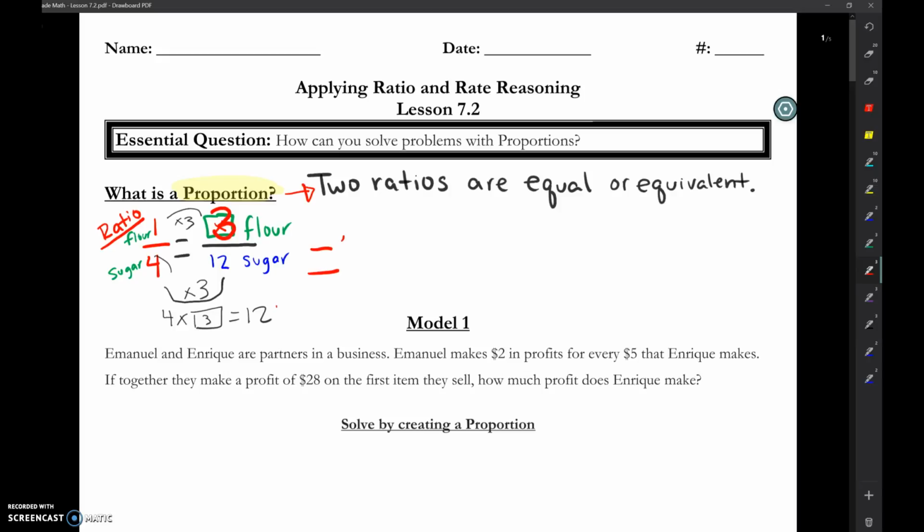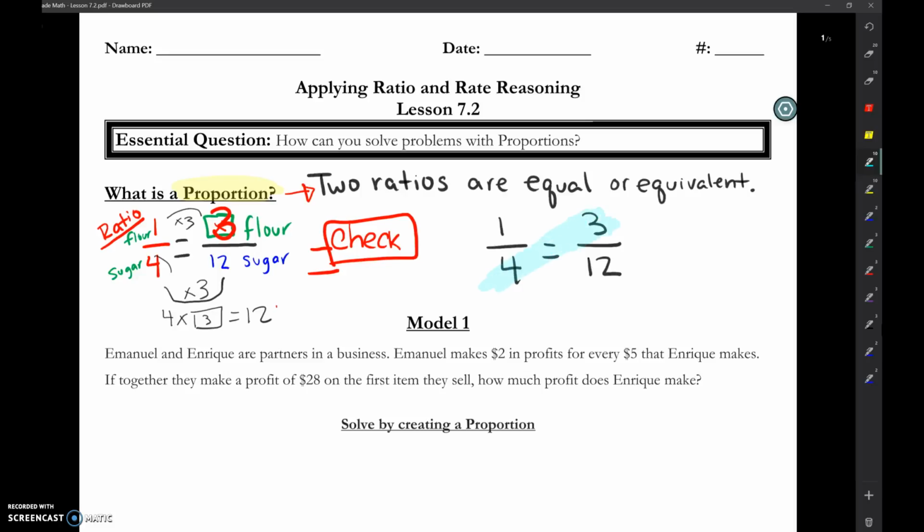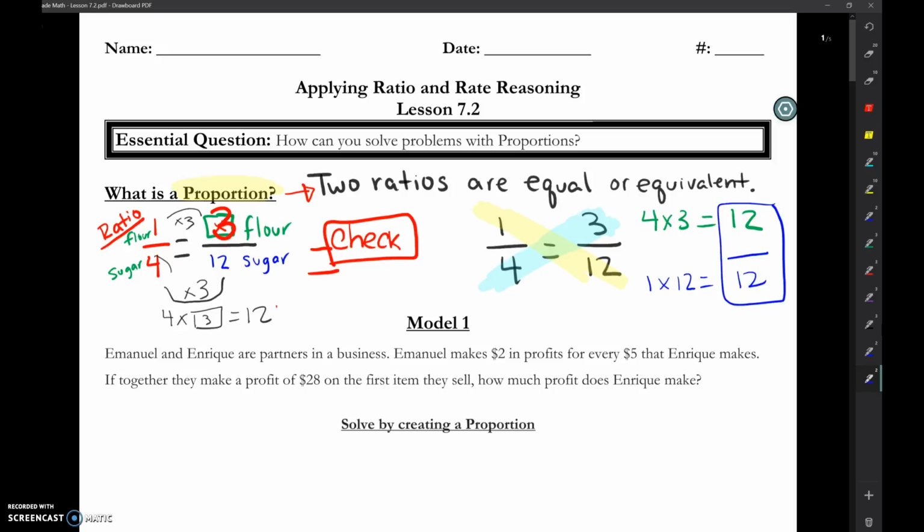Now, how do we check if it is a proportion? Here's how we check to see if it is a proportion. So our answer would be 1 to 4 is equal to 3 to 12. And how do we check to see if it is a proportion? So we do something we call cross multiply. And so we multiply this way. And so we're going to multiply the 4 and the 3, and that equals 12. And then we're going to multiply the other way, 1 times 12, and as you can already see, equals 12. And so since these two numbers are the same, it is a proportion.